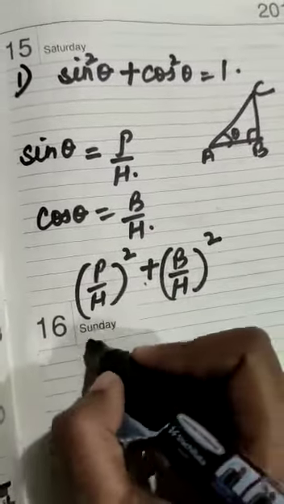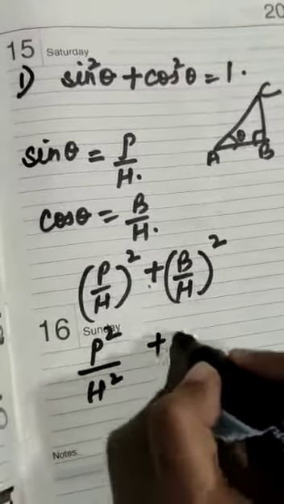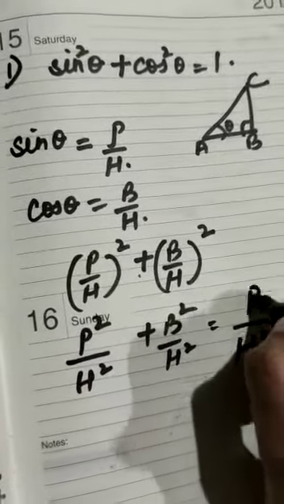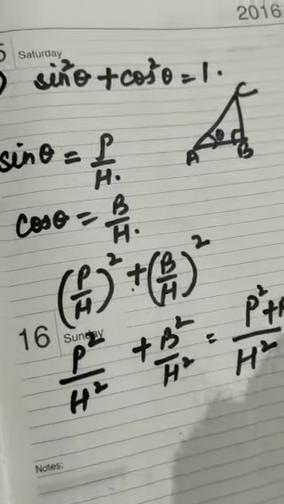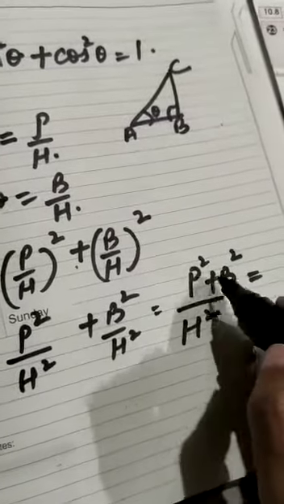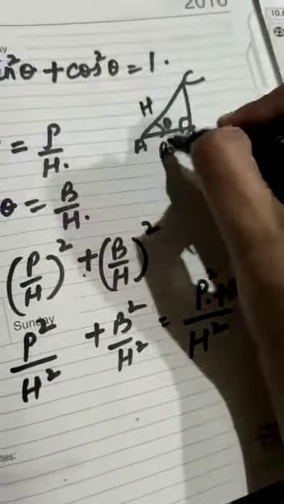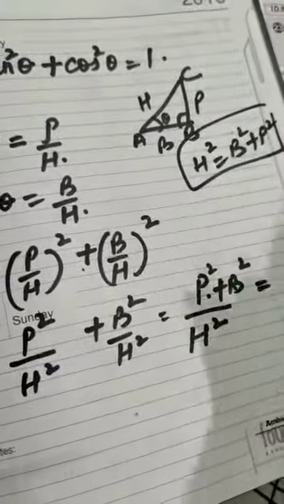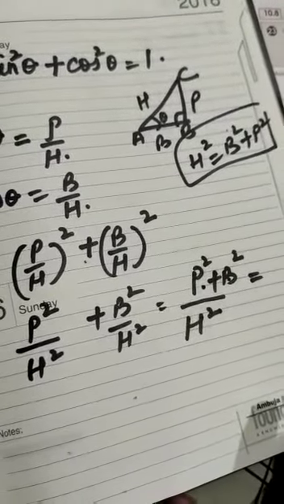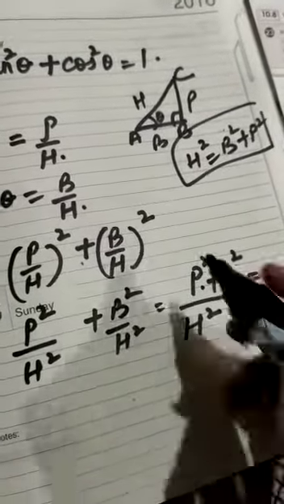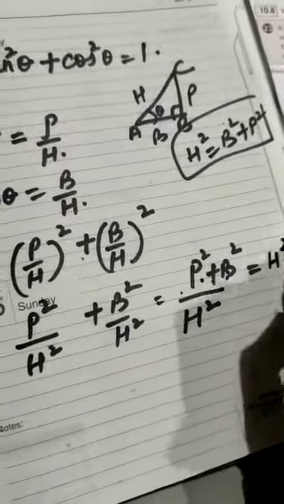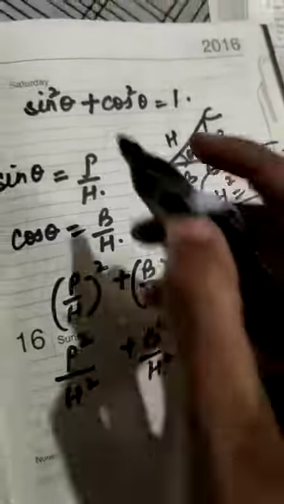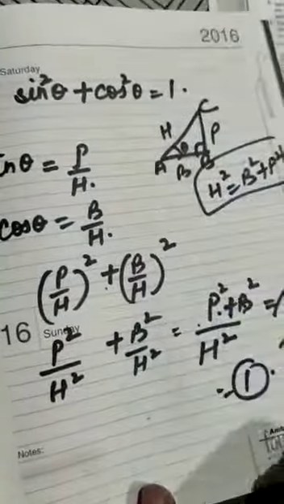So take P square upon H square plus B square upon H square. Take LCM, H square: P square plus B square. We know that base square plus perpendicular square is equal to hypotenuse square according to Pythagoras theorem, H square equals B square plus P square. So instead of P square plus B square, we can write H square upon H square, cancel, is equal to 1. So sin square theta plus cos square theta is equal to 1.